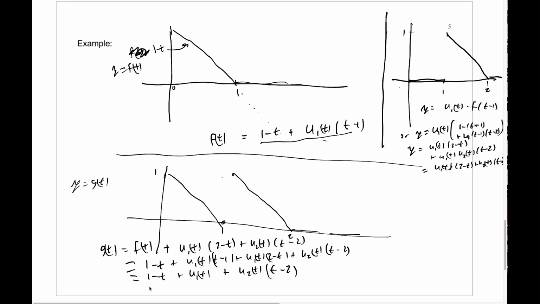Between 0 and 1, we just get 1 minus t, which is what we want. Between 1 and 2, this adds 1, so we just have 2 minus t, which would be like this. So this is exactly t minus 2 between 1 and 2. And then after t equals 2, this is t minus 2, and we're adding, this is 2 minus t, and then we're adding u sub 2 of t times t minus 2. That will cancel things out exactly after t equals 2.